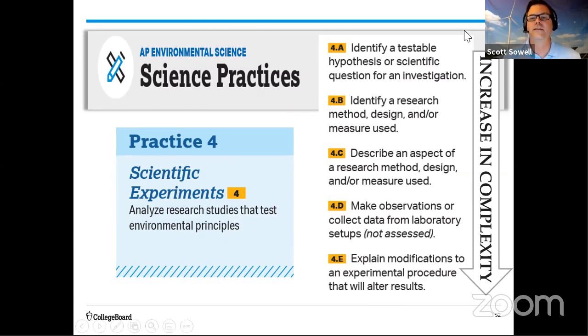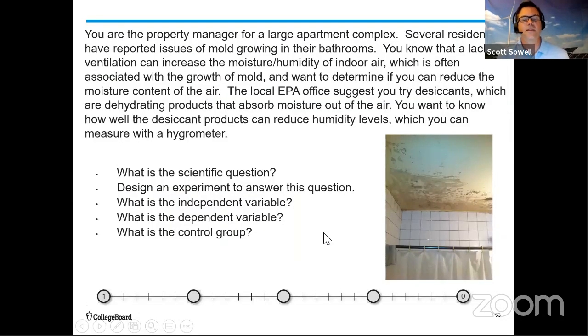So remember, you're going to do things like identifying a hypothesis or a question, identifying research methods, designs, or measures used, and describing those things. This part is not observed because that's what you would do in class when you actually collect data yourself. And then maybe explain modifications to an experimental procedure that will alter the results. So let's take a look at this example here.